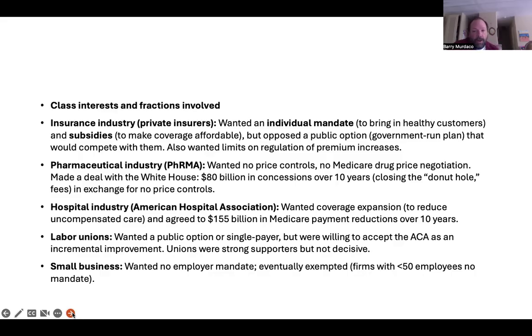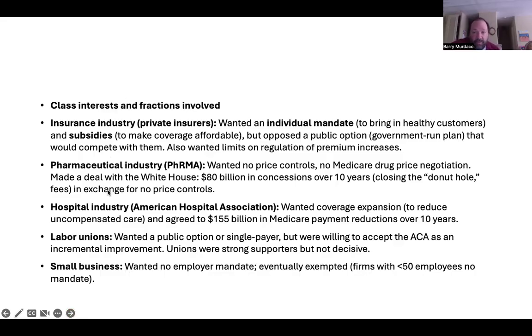The hospital industry wanted coverage expansion to reduce uncompensated care and agreed to over $150 billion in Medicare payment reductions over 10 years. Labor unions wanted a public option for single health care, but were willing to accept the ACA as an incremental improvement, very incremental. As I've said, prior to this, there's basically been no improvement to it since then, other than the COVID expansions of additional subsidies and things like that. But all those things have basically gone away now. Unions were strong supporters, but not decisive.